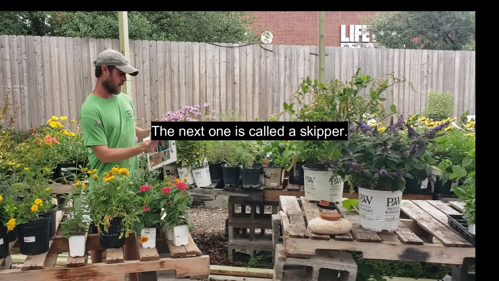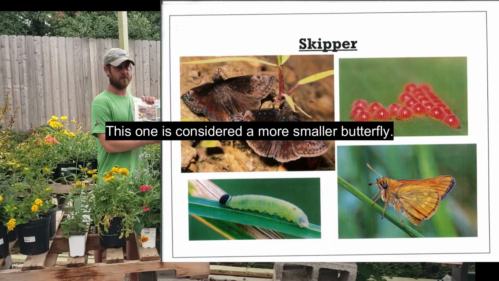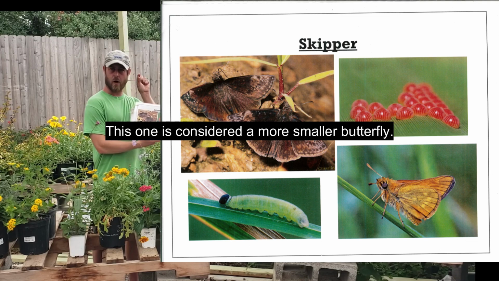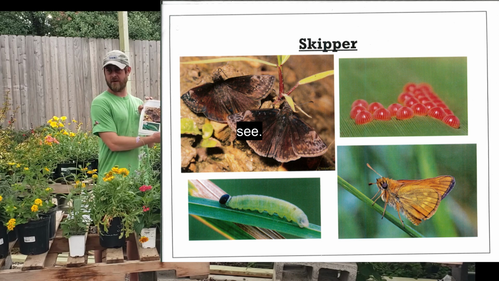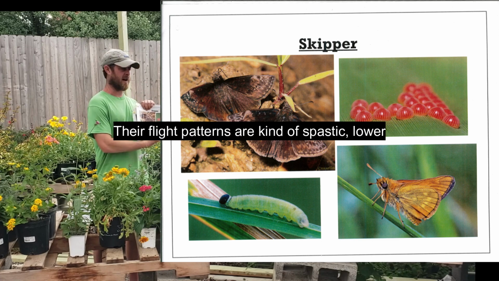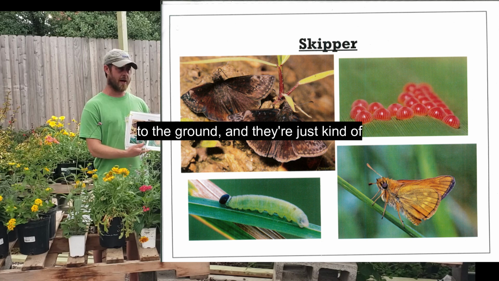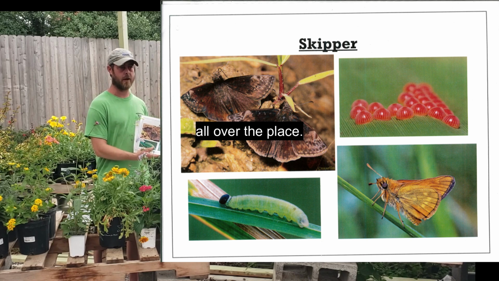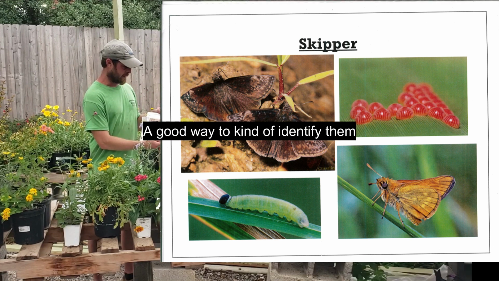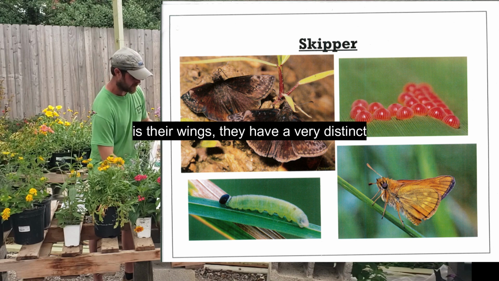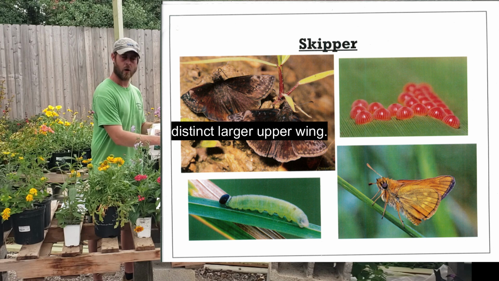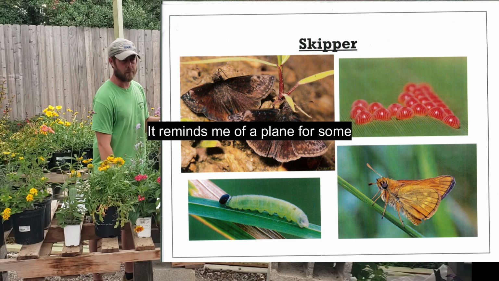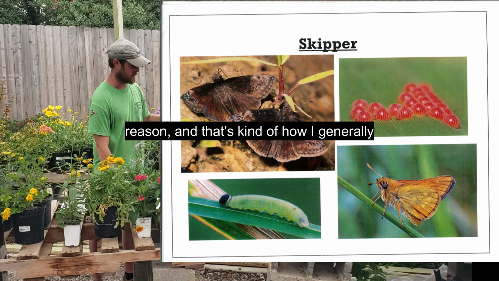The next one is called a skipper. This one is considered a smaller butterfly. It's generally harder to see. Their flight patterns are kind of spastic, lower to the ground, and they're just all over the place. A good way to identify them is their wings. They have a very distinct smaller underwing and a very distinct larger upper wing. It reminds me of a plane for some reason, and that's how I generally notice these ones.